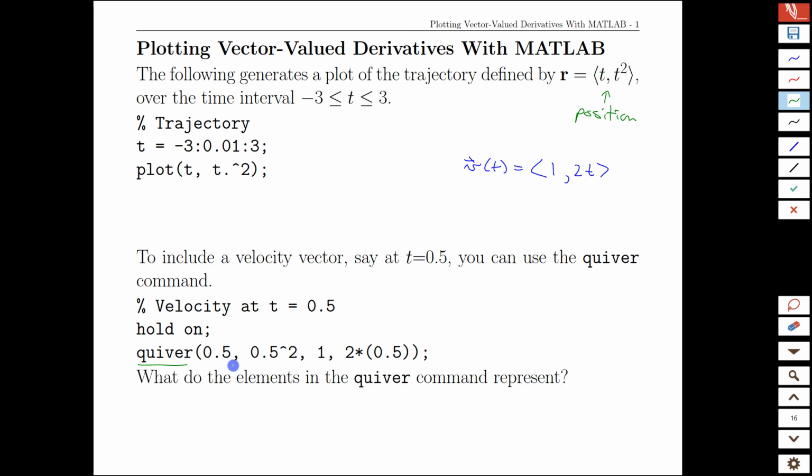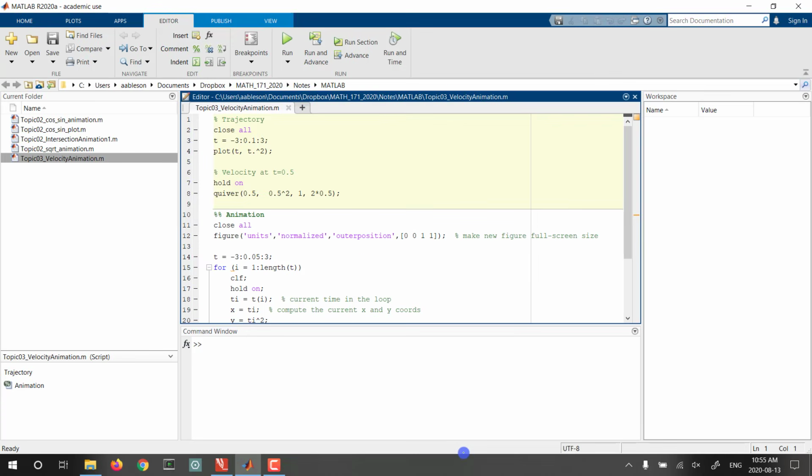And if you look at the components here, we see our t and t squared. So this is going to be our position where it's rooted. And then the next two components you see are the 1 and 2 times that time value, so 2t. This is going to be our velocity. So we're going to have a vector drawn at a position, which is the root, and this is the actual arrow. Let's see that in practice here with our MATLAB code.